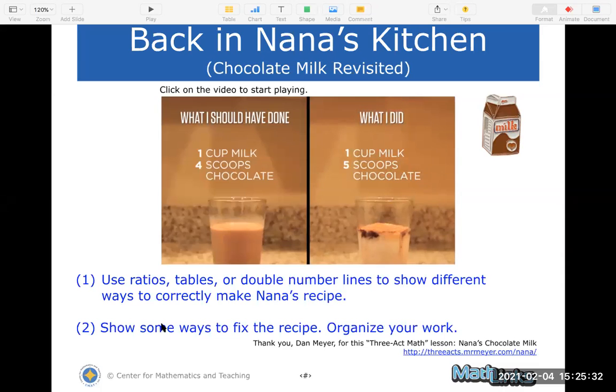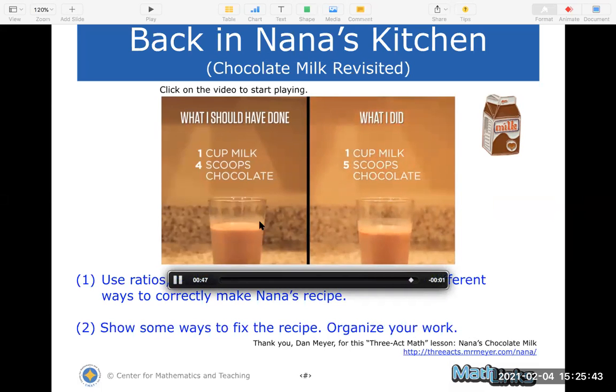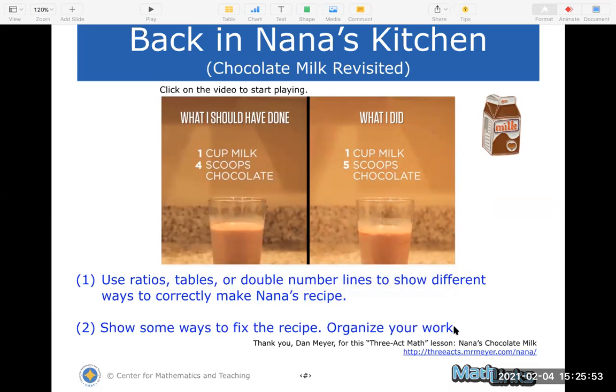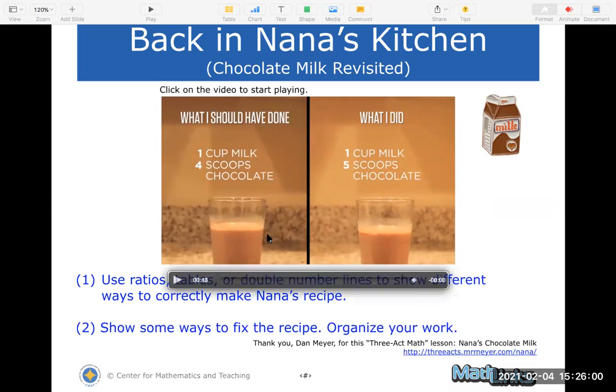Okay. Oh no. So we got to fix this recipe. Organize your work. So you got to fix it to where it's the same ratio as this one, 1 to 4, so that the consistency of the milk is not sweeter or less sweet. Organizing your work means you got to make a double number line, I like those, or a table. Okay, let's see what's next.